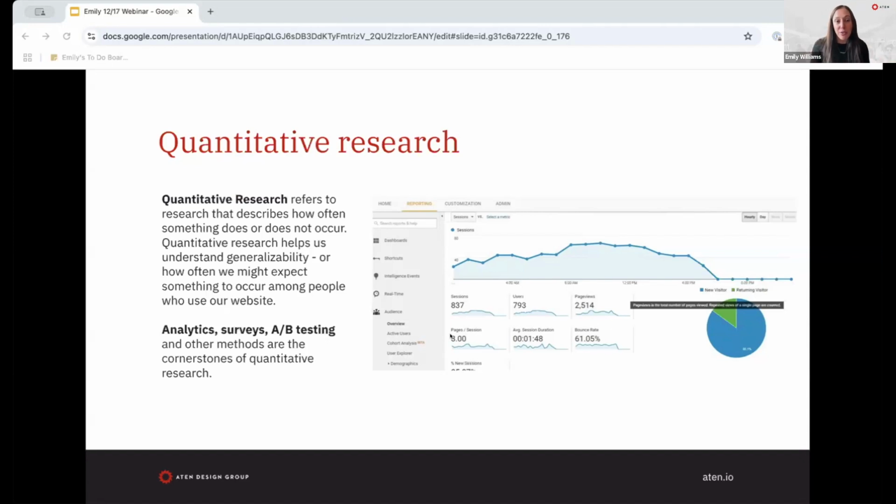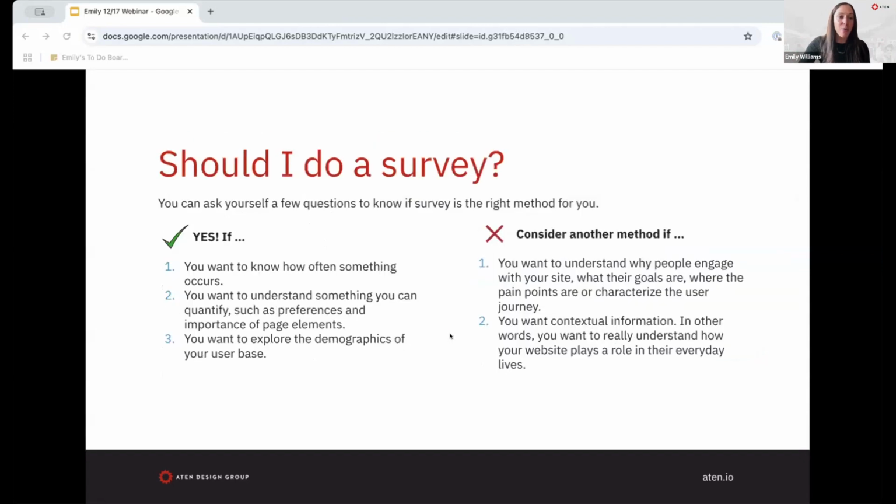But since maybe we only interviewed 10 people and there's hundreds of thousands of people that use our airport, we don't know how accurate that is to everybody. So that's where we might want to think about quantitative methods. How generalizable are these findings? And quantitative research methods include not just surveys, but analytics, A/B testing, anything where there's a count of something at the end, that's quantitative research. And today, of course, we're going to be focusing on surveys.